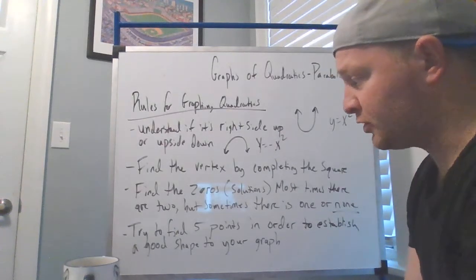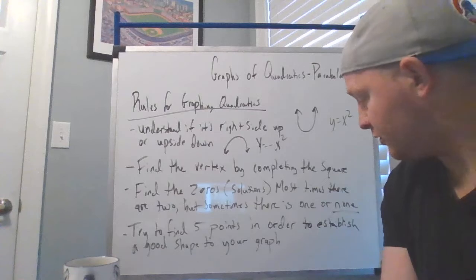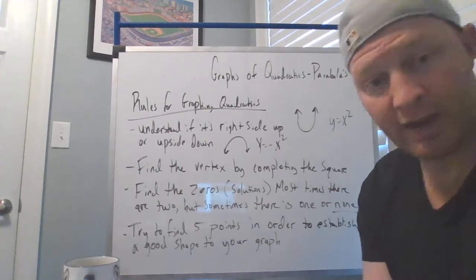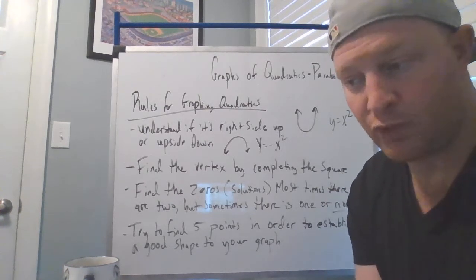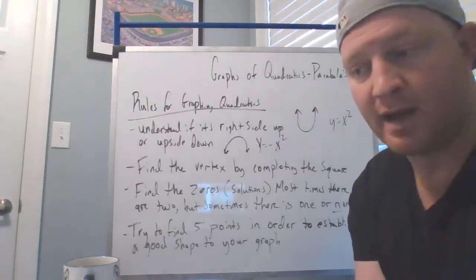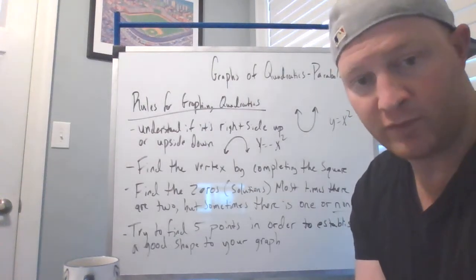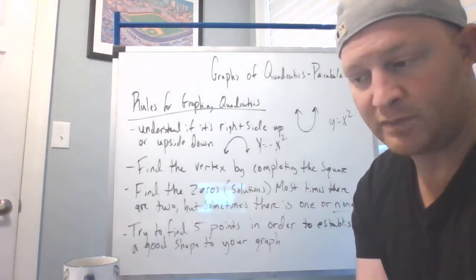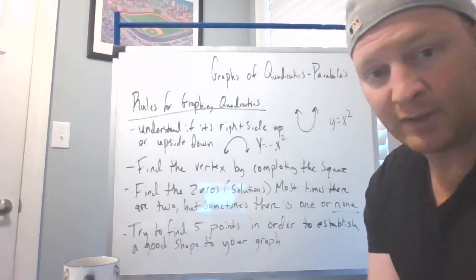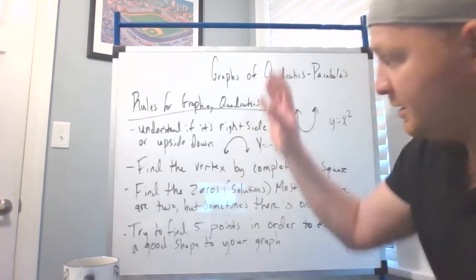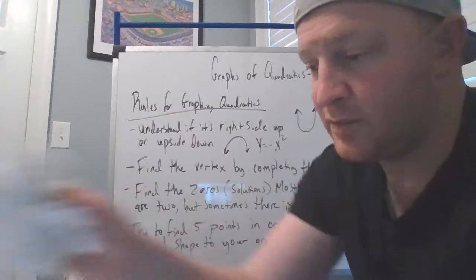Last but not least, you want to try to find 5 points in order to establish a good shape of your graph. Now, 3 is okay. I'm meticulous because as you move through this concept, having 5 will sometimes just embed this concept a little deeper. So, those are the 5 basic rules. Now let's do some math.